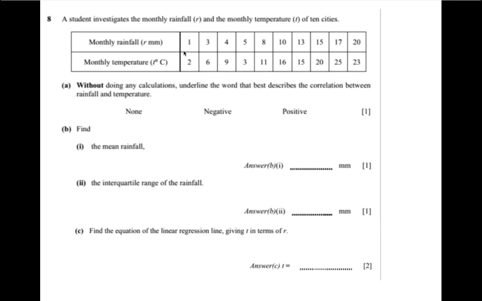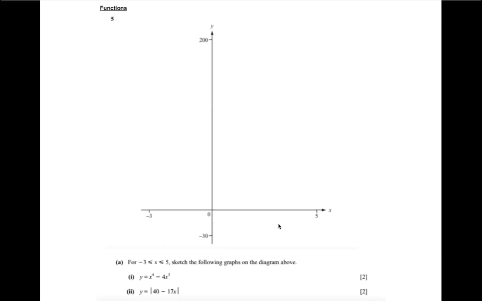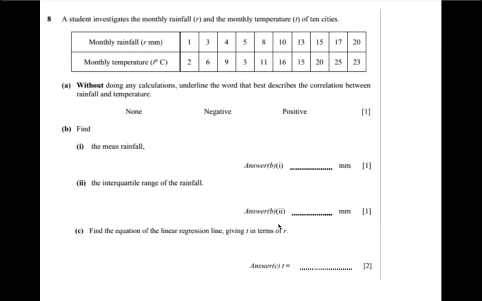You're asking what is the independent and dependent. It's usually given x and y in that order. And if you scroll down here to part C, find the equation of linear regression line giving T. So what is the temperature in terms of R? So T depends on R. Yeah, so T depends on R. So T is the dependent variable.